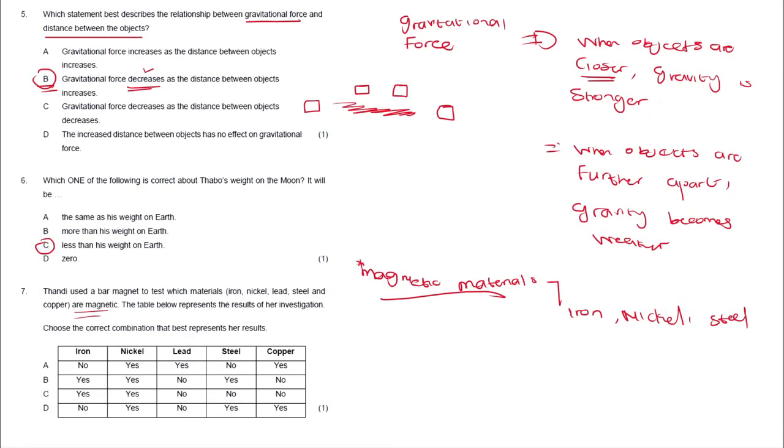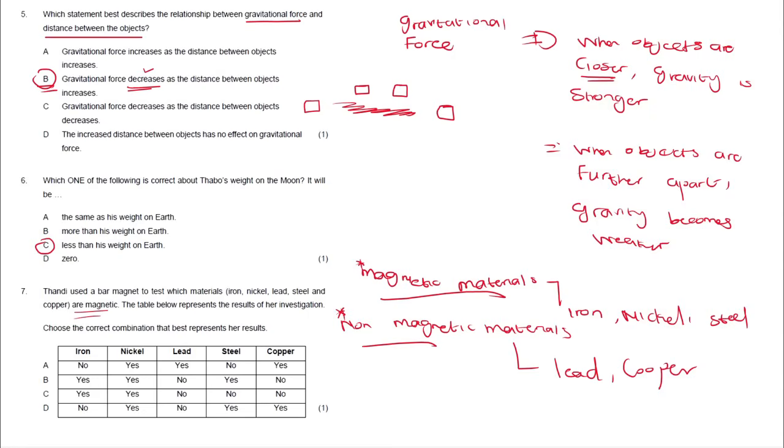And then we also have non-magnetic materials, and we'll list them, right? And our non-magnetic materials will be lead and copper. So these are our non-magnetic materials, and these are our magnetic materials.